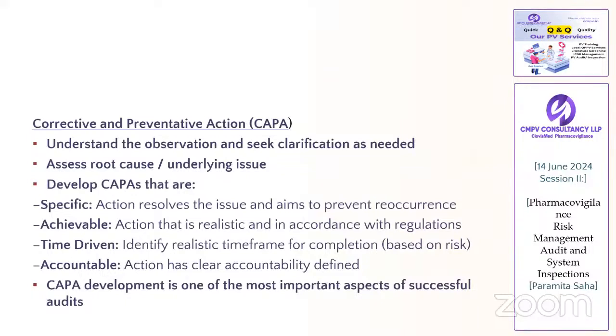So every CAPA should be specific, achievable, time-driven, and accountable. The auditee cannot mention some CAPA out of the blue that is not achievable. That is again not accepted. So everything should be specific, achievable, time-driven. It completes within a specific period of time, and it is accountable. People are accountable for that, and they need to give the name of the person who will complete it.